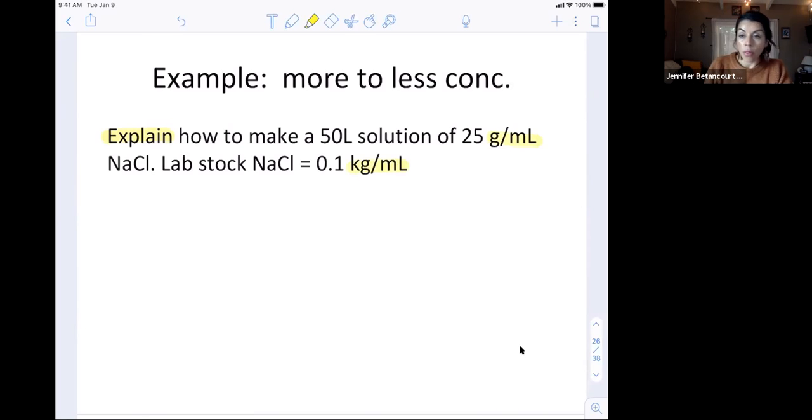Always make sure that your units of concentration match. If they don't, step 1 always has to be convert. Units of concentration and volume do not have to match one another. Concentration and concentration do. Okay, so write this down because when you go to your breakout rooms, the PowerPoint slide disappears. Explain how to make a 50-liter solution of 25 grams per mole NaCl. And I tell you your lab stock is a liquid solution of NaCl and it is at 0.1 kilograms per milliliter.